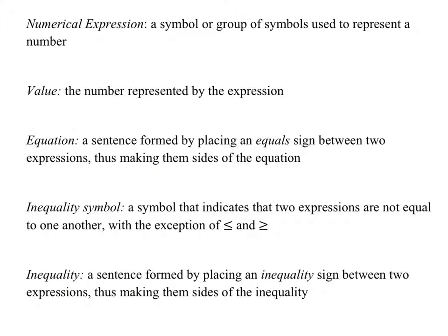So these are important vocab words that I just wrote down, so we don't have to go through all of them. But again, an expression is a symbol or group of symbols. And what does symbol mean? Variable. The words symbol and variable are interchangeable. So it's a variable or group of variables used to represent a number. Value is the number represented by that expression. Now again, you can only evaluate something if you know what the values of those symbols are. If you know y equals 2, you could plug a 2 into the expression and evaluate the expression.